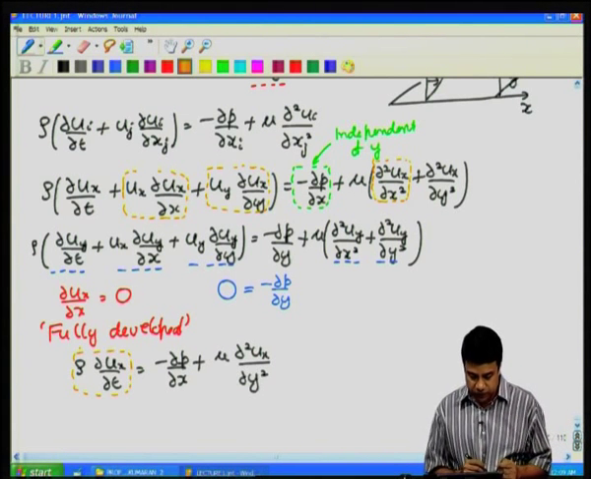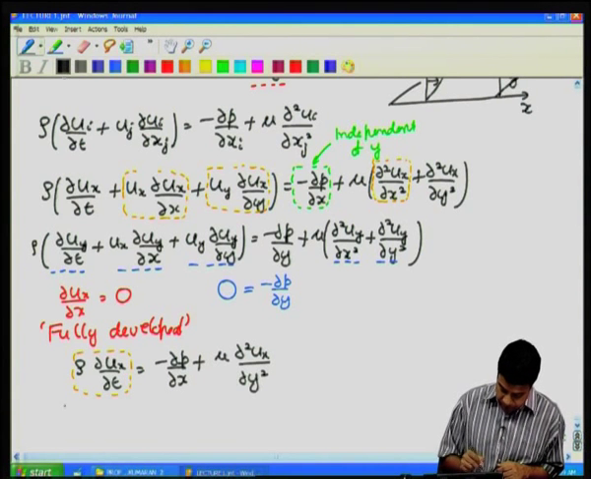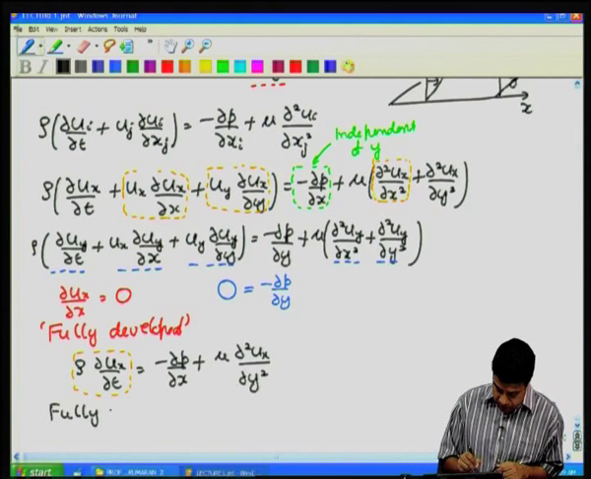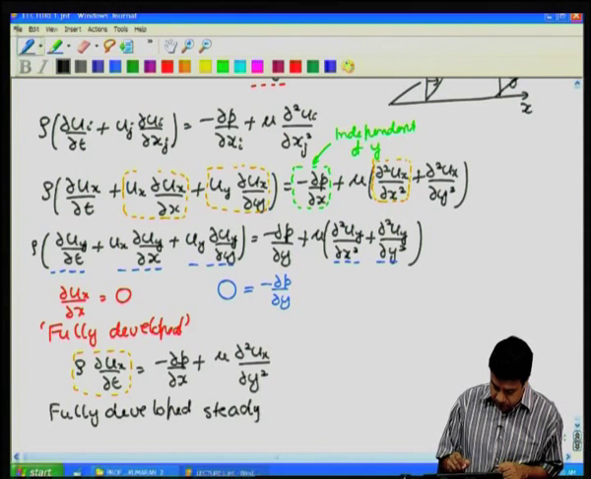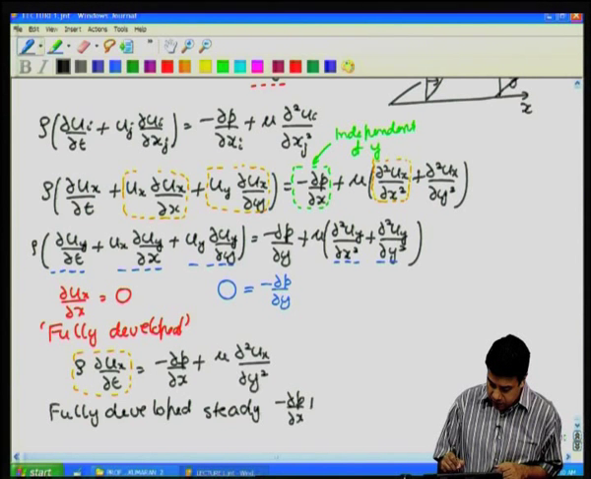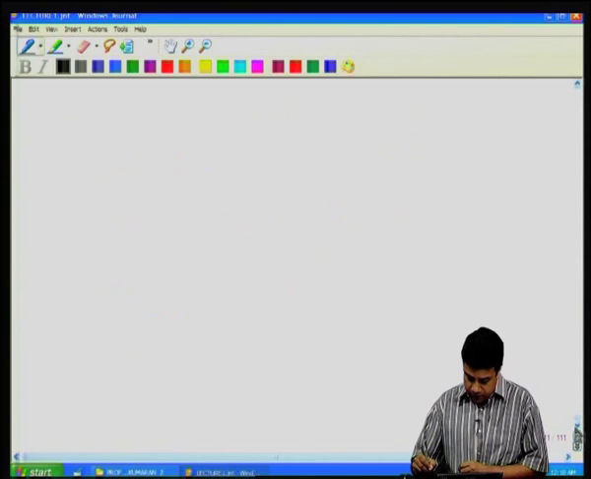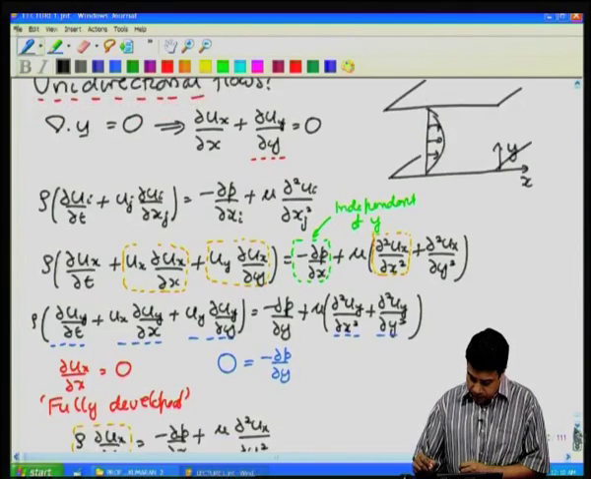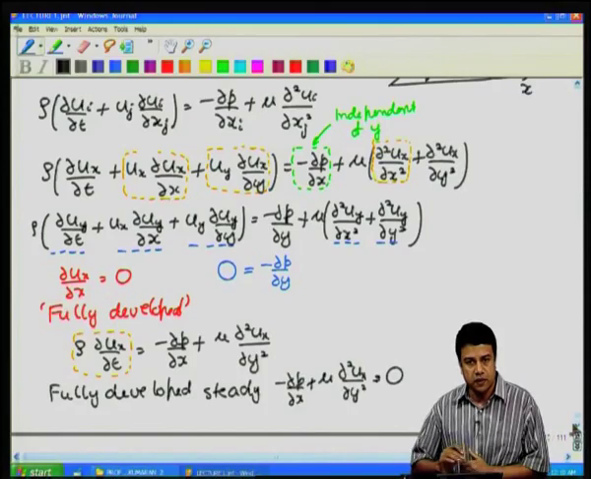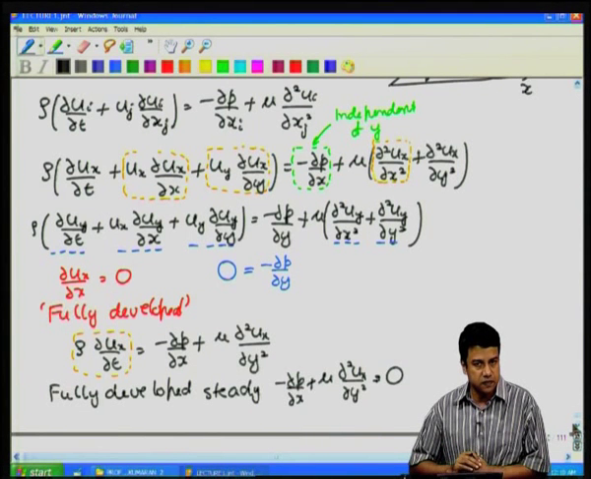So, for a fully developed steady flow, minus partial p by partial x plus mu partial square u x by partial y square is equal to 0. And if you recall, these were the exact equations we had for unidirectional flows for a fully developed steady flow with partial p by partial x being independent of y. So, this is the equation, it is quite easy to solve it.